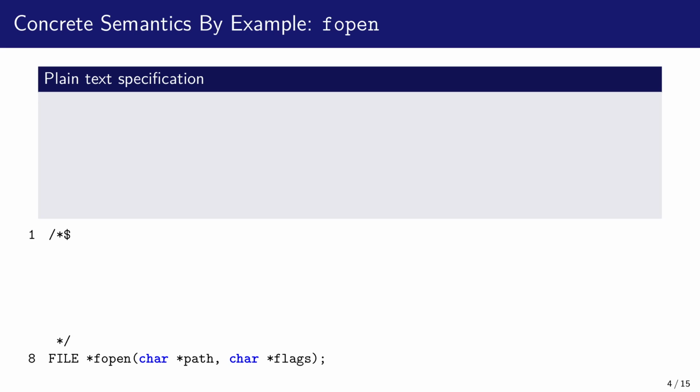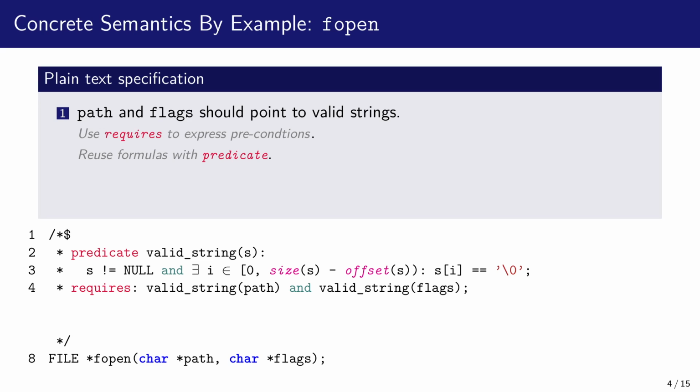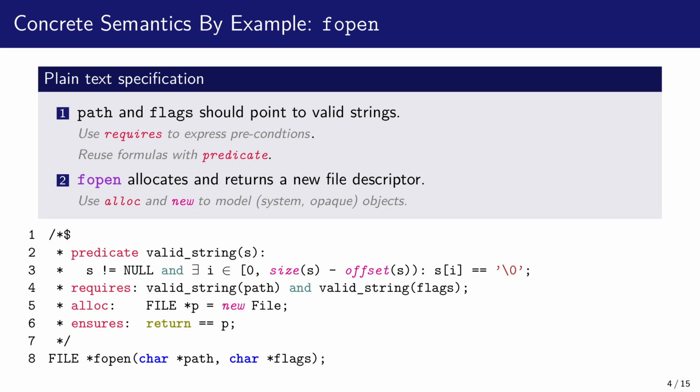And let's start by the function fopen. So we start by expressing the preconditions of the function. And in this case, the precondition is that the parameters path and flags should point to valid strings, which means that the pointed memory blocks should contain somewhere a null terminating byte. And after that, we want to specify that the function fopen will create a new file descriptor.